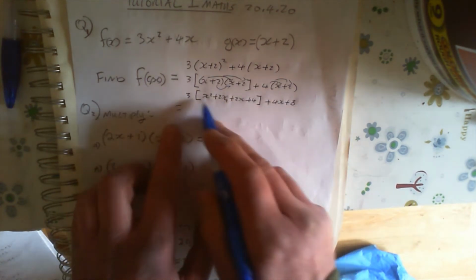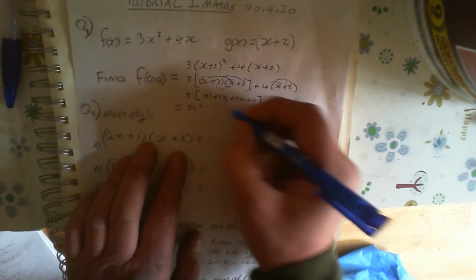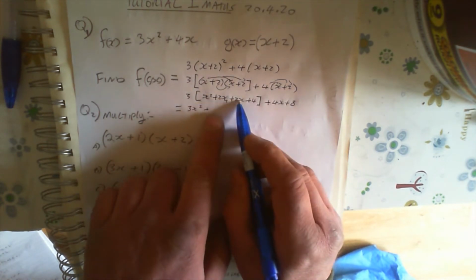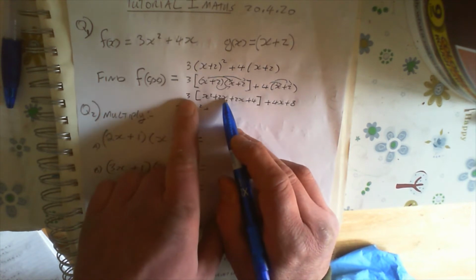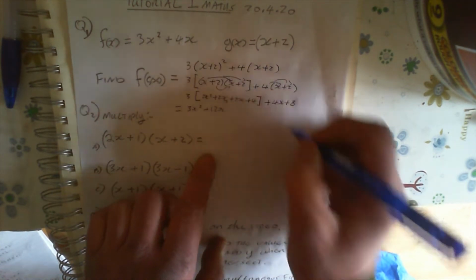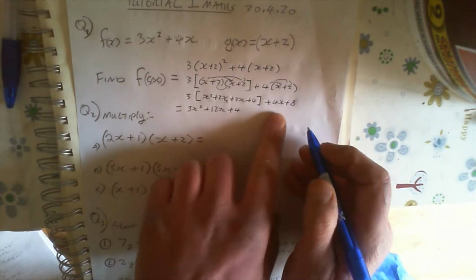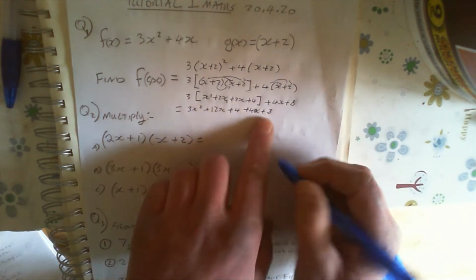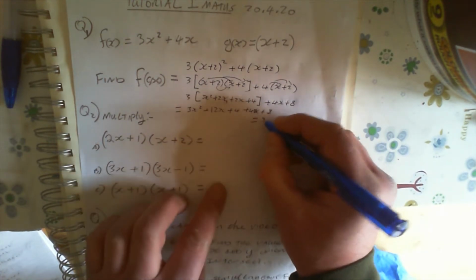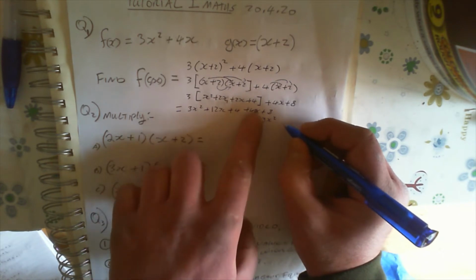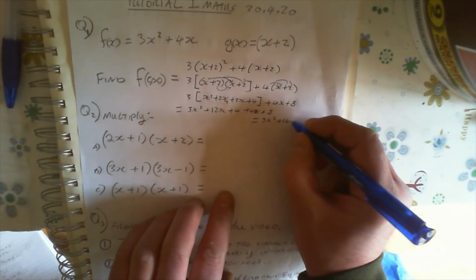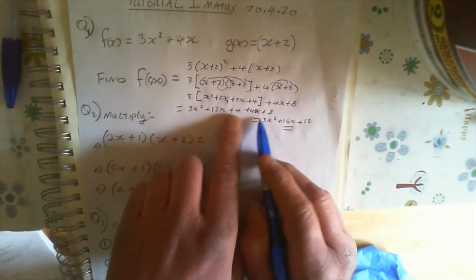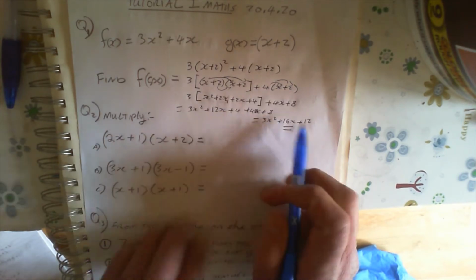Then we multiply all this through with the 3, and we add these two together, so that's going to be 2x plus 2x, 4x, times it by 3 is going to be 12x, plus 4x, whoops, plus 8, and that's all going to equal 3x squared plus 16x plus 12. See the 4 and the 8 is 12.